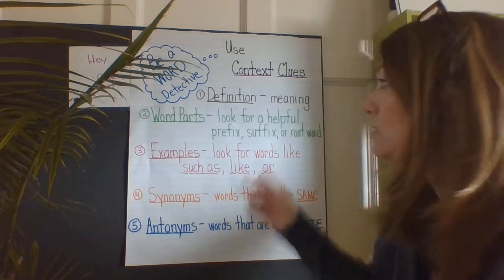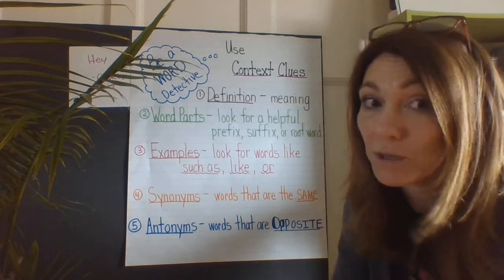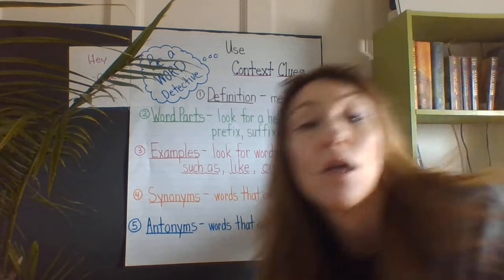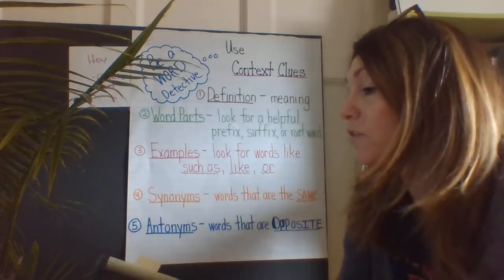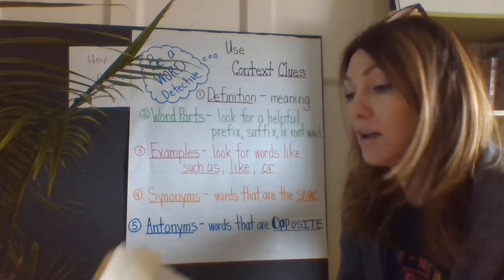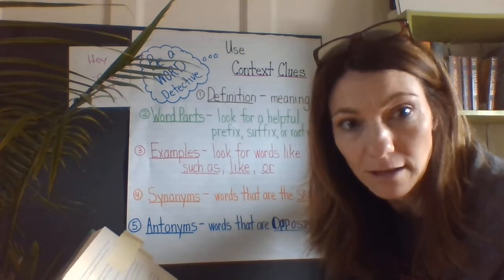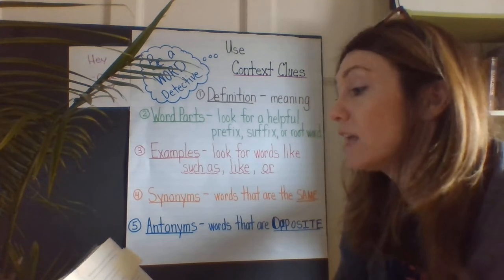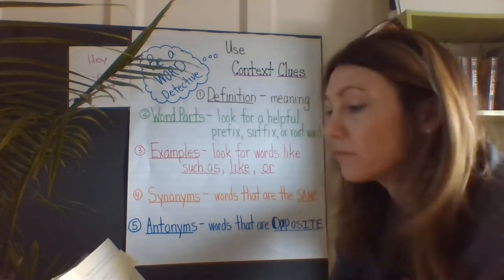I want to give you some examples of how we use these clues in a book we've been reading together in room 151, The One and Only Ivan. One of the first paragraphs in this book is all about his domain. Here, let me read this little paragraph. It's just a quick 2-sentence paragraph.